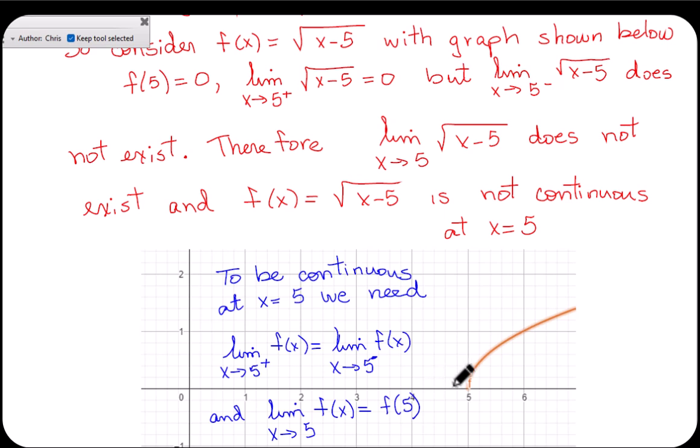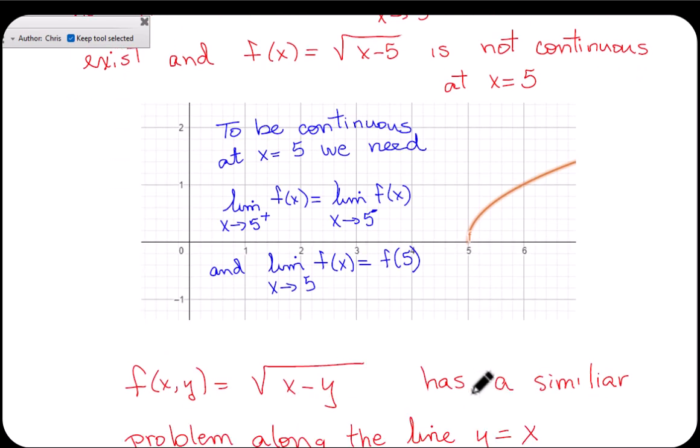And for something to be continuous here in Calculus 1, I need the limit from the right to match the limit from the left so that the full limit exists. And if that's the case, I need that to actually be equal to the function's value there for the function to be continuous at that point.